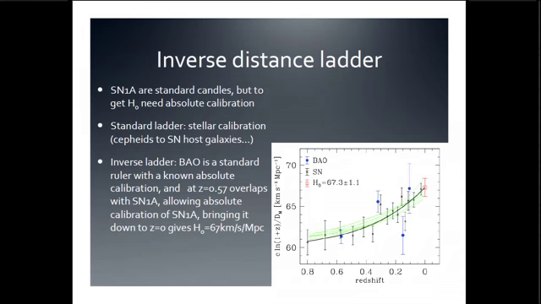This is, I think, very important because the value of the Hubble parameter has been all over the place for decades, basically ever since Hubble measured a number which was 500, then it was slowly coming down.